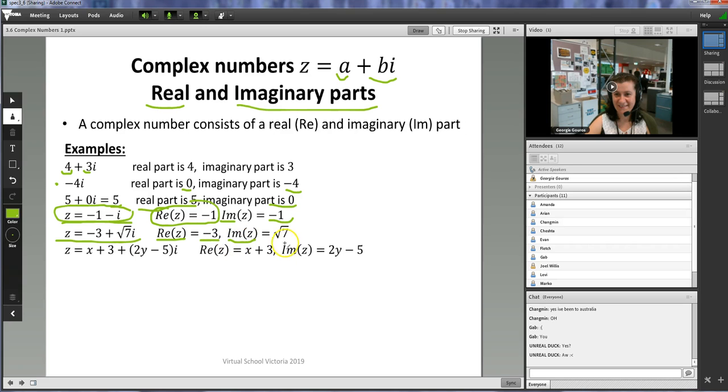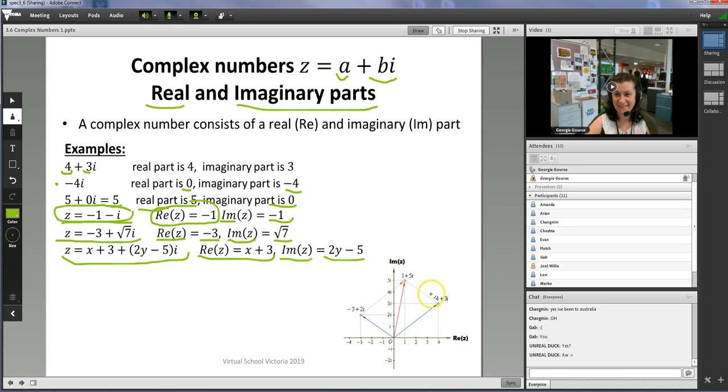The imaginary component of that number is root 7. And it can even be expressed algebraically. So you can have z equal to x plus 3 plus (2y minus 5)i. Again, the real functionality passing in that complex number should return the real part of that number, which is x plus 3, and the imaginary part of that number is 2y minus 5, the coefficient of the i, the imaginary component. Okay, so that's just some terminology that you have to become aware of.